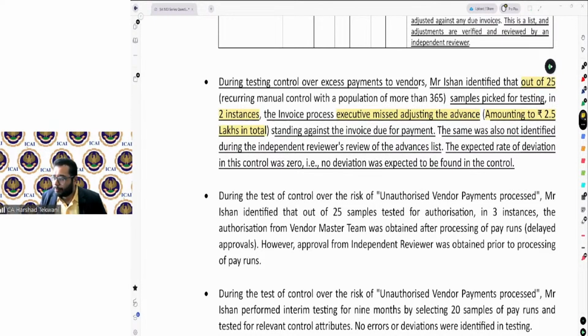Absolutely correct, Purvi. Good, Namrata. Okay, let's see the answer.